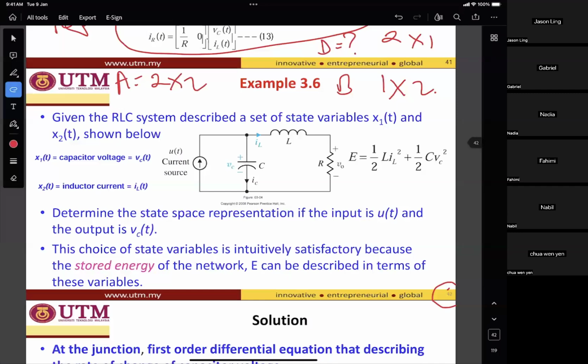Given the RLC system described by a set of state variables x1(t) and x2(t) shown below, where x1(t) is the capacitor voltage, equal to VC(t), and x2(t) is the inductor current, which is IL(t). Determine the state space representation if the input is u(t) and the output is VC(t). The choice of state variables is intuitively satisfactory because the stored energy of the network can be described in terms of these variables.